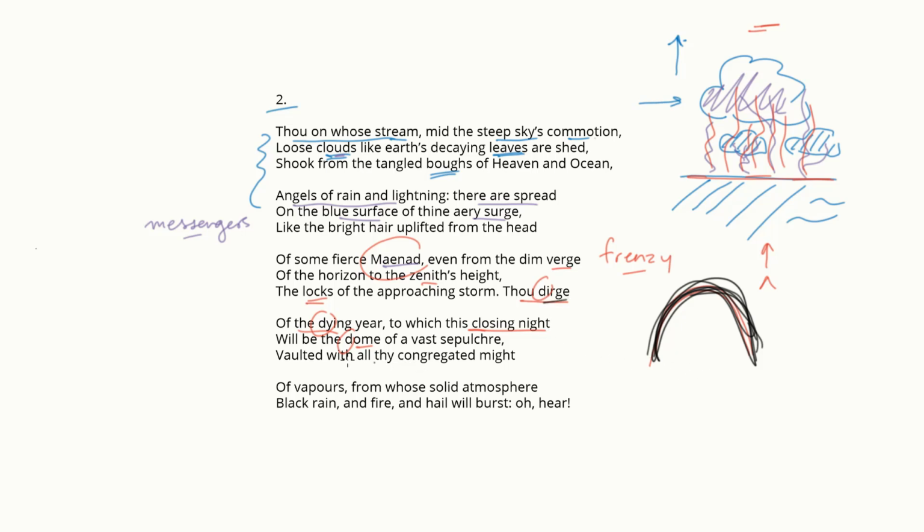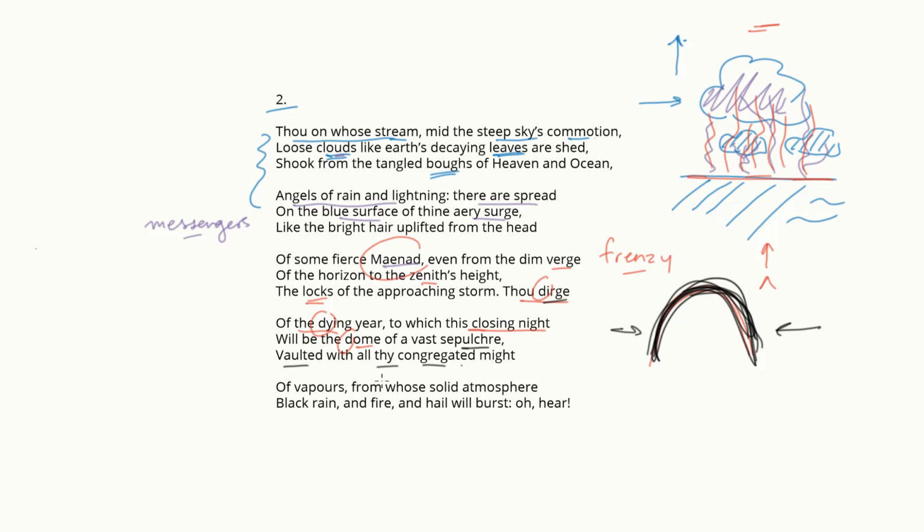He goes on, vaulted, right? So the vault is the top of the church, this curved section, with all thy congregated might. Thy here is the west wind. Congregated literally means pulled together, drawn together. And the wind pulls everything together, creates this sense of a dome, of a sepulcher, which is a tomb. You really feel like you're being buried alive.